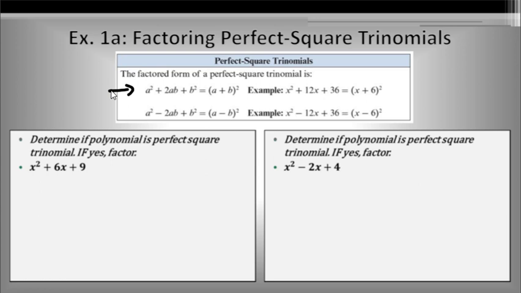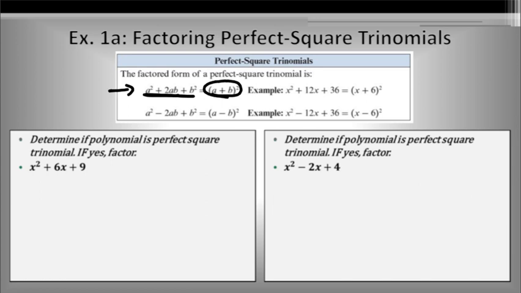Now here, they're giving us the trinomial. We have to put it back into the special form. And so instead of using this part of the formula, we're going to use this part of the formula as our answer. So here, we need to determine if the polynomial is a perfect square trinomial. If it is, then we need to factor it.